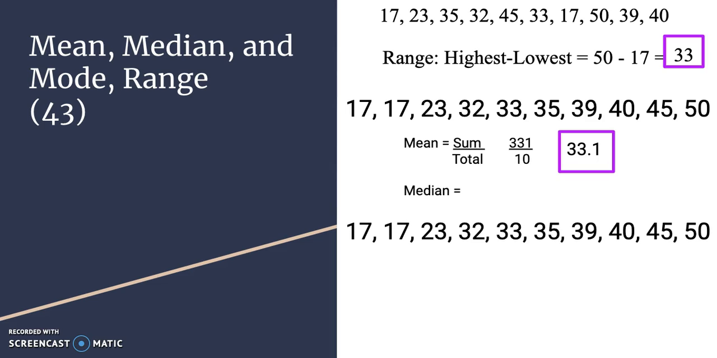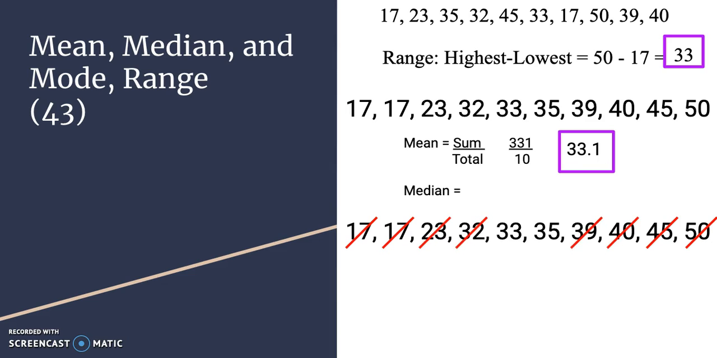Median, you have to put them in smallest to greatest. Once you put them in smallest to greatest, you cancel out from the bottom to the top until you're down to the middle. Either you're going to have 2 left over for an even number of data set, or you're going to have 1 left over if you have an odd number. In this case, since we have 10, which we determined up here, when I cancel them out from lowest to greatest until I'm to the middle, I have 2 left over.